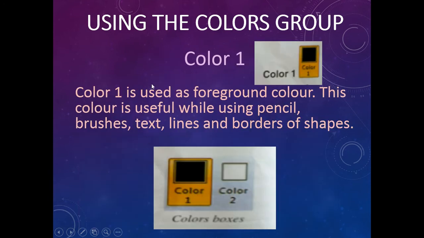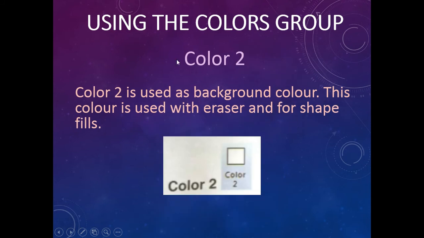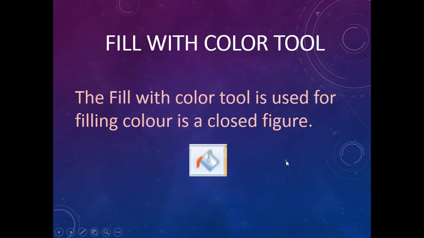First, in the colors group you can see color 1. There are two boxes next to the color palette, color 1 and color 2. Color 1 is used as the foreground color. This color is useful while using the pencil, brushes, text, lines and borders of shapes. Next one is color 2. Color 2 is used as the background color. This color is used with the eraser and for shape fills.